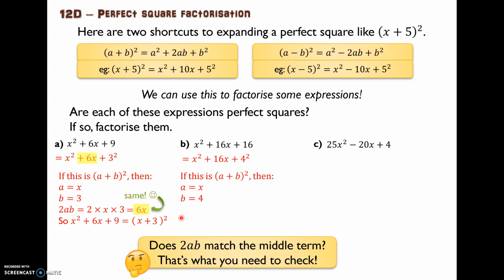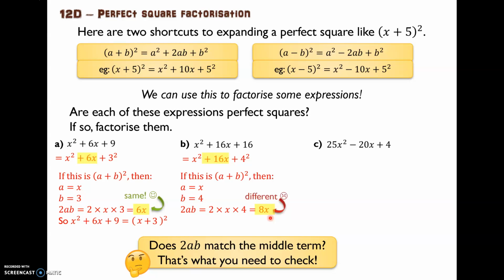Now, we need to figure out the middle term. The middle term would be 2 times a times b, which is 2 times x times 4, which is 8x. Now, does this one match the middle term? What do you think? Yes or no? It's different. It doesn't match.